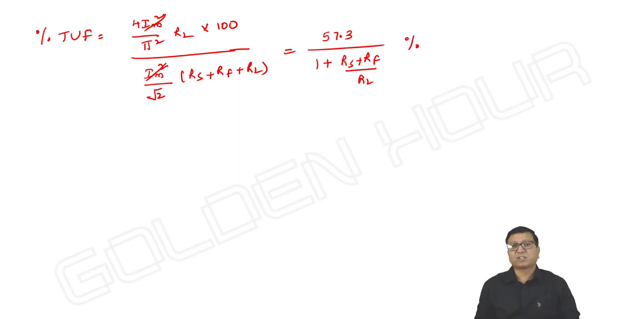So with respect to the circuit power, it is 81.2, but with respect to the original source, the conversion efficiency is just 57.3.